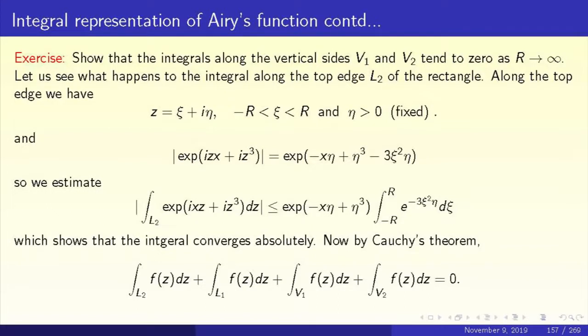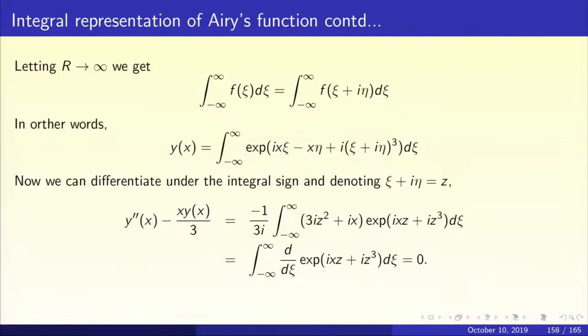One more thing: along L1 you go from minus r to r. In L2 you're going from r to minus r. So the orientation is reversed, and for the integral along L2 you'll pick up a negative sign. All in all, letting r tend to infinity, we get the following equation: the integral from minus infinity to infinity of f of chi d chi equals the integral from minus infinity to infinity of f of chi plus i eta d chi. In other words, we get y of x equal to the integral from minus infinity to infinity of exponential of i x chi minus x eta plus i times chi plus i eta the whole cube d chi.